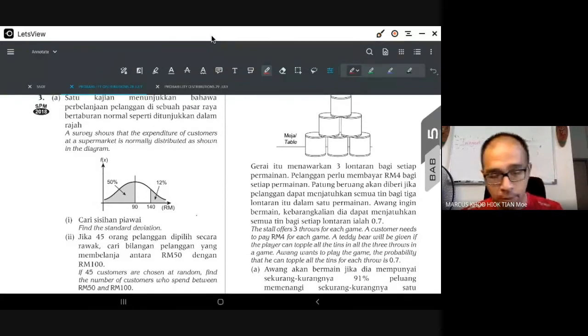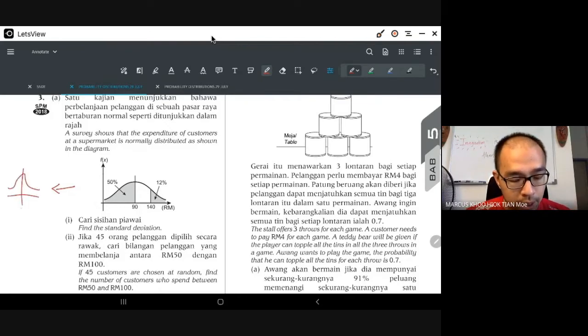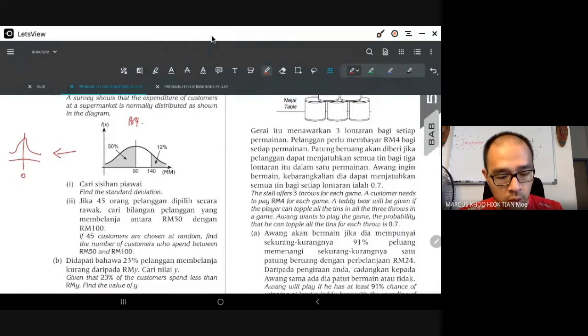Now if you remember from your project, just because the graph is like this doesn't mean that it is not normally distributed. We know that when we change this to a standard normal distribution, the graph will look like this, where the mean is 0. But that is already standardized. This is a graph that is before it is standardized.